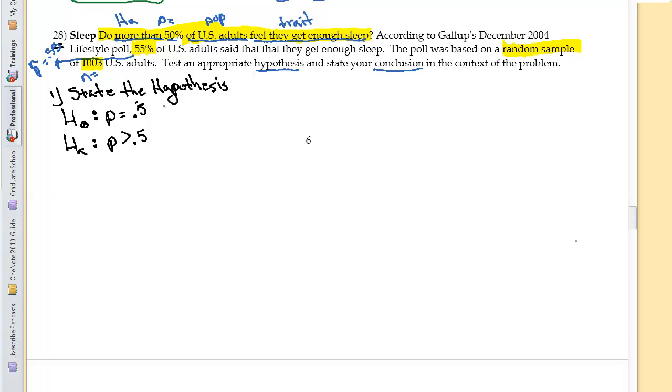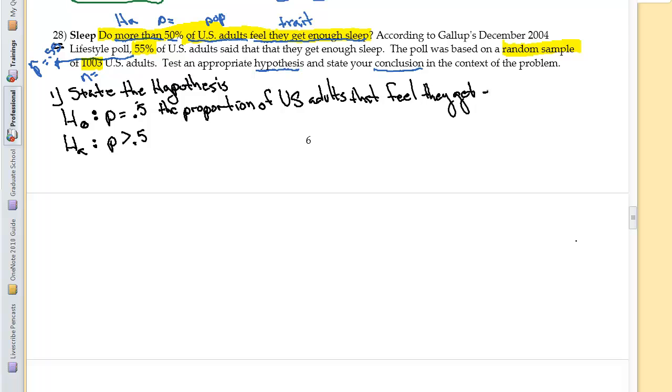Okay, so if this is in symbols, what this means is the proportion, because that's what p stands for, a proportion, of what? Of the population. And what's my population? Of U.S. adults, right? With what trait? They have this trait, feel they get enough sleep. Is, that's the equal sign right here, 0.5, and the 0.5 just goes on the end. I know I'm running uphill. It's been a while since I've recorded these videos, so just bear with my stylus here.